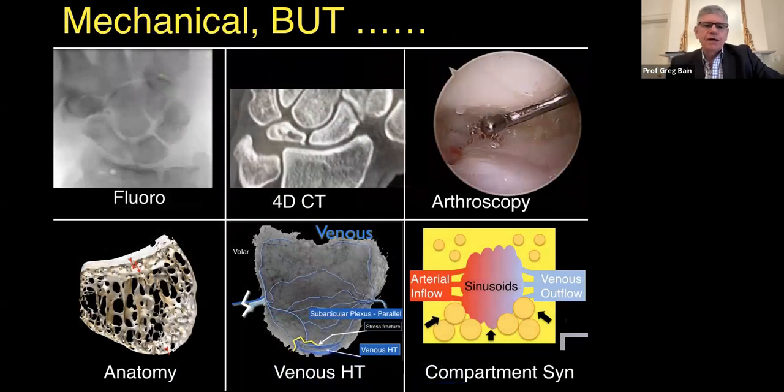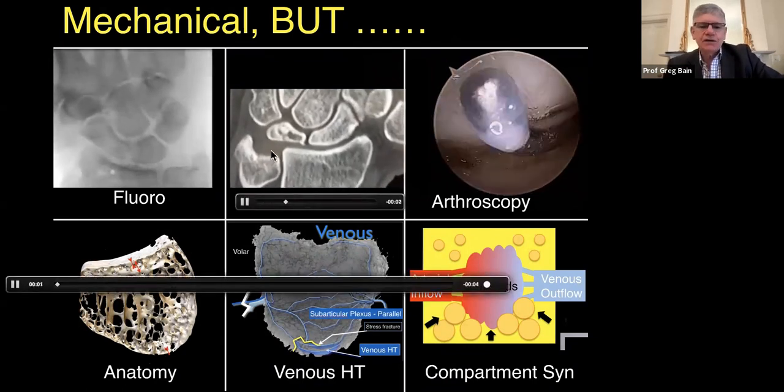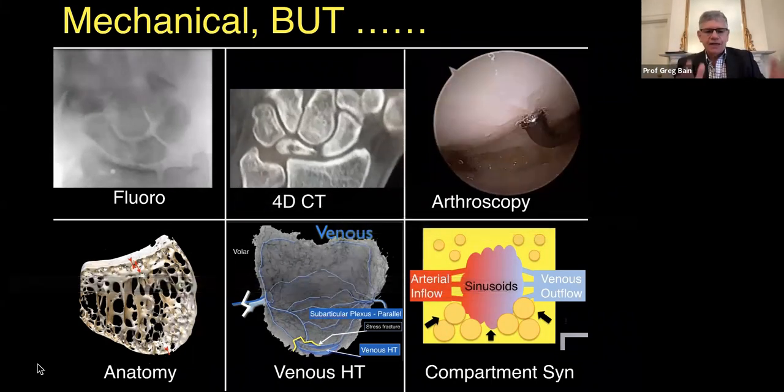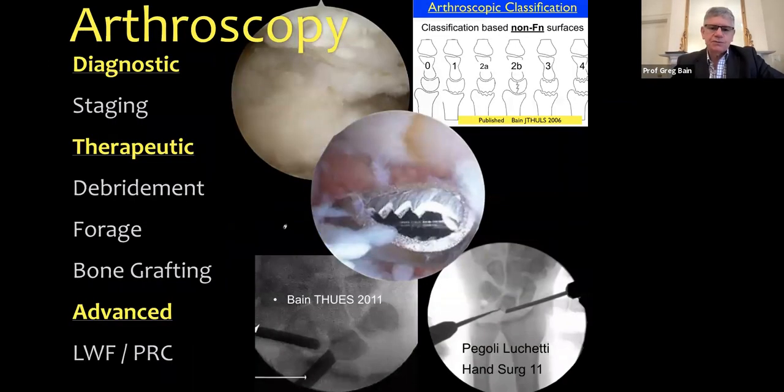So in summary, there are many aspects we've discussed. We've got the dynamic fluoroscopic aspects here, which we think lead to the mechanical components of Kienbock's disease. We've highlighted the importance of arthroscopy, but it really is underpinned by the anatomy: the skeletal anatomy, the venous anatomy, and also the compartment syndrome of bone concept. Arthroscopy is important as a diagnostic and staging treatment option. We can also do debridement, forage, and bone grafting through the same technique as our friends have done. And then we can lead to more advanced reconstructive techniques such as limited wrist fusions and proximal row carpectomy. So I think arthroscopy has an important part to play.